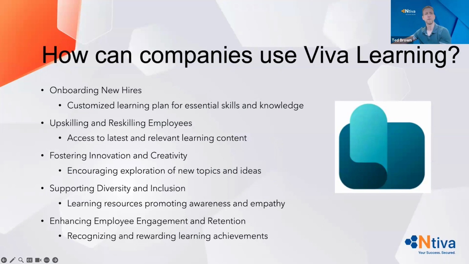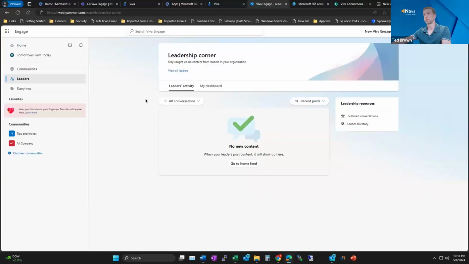Now, how do people benefit from this? How do companies use Viva Learning? It can really be used by companies for onboarding new hires, upskilling and reskilling their employees, fostering innovation and creativity, supporting diversity and inclusion, and enhancing employee engagement as well as retention of the employee itself. Now, to access Viva Learning, it's very simple, like I showed before for the other Viva modules.